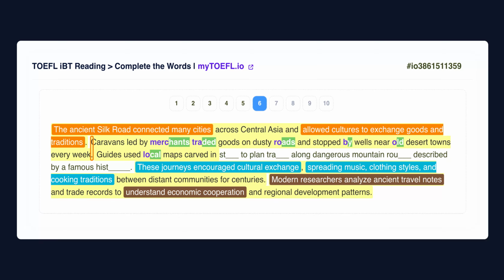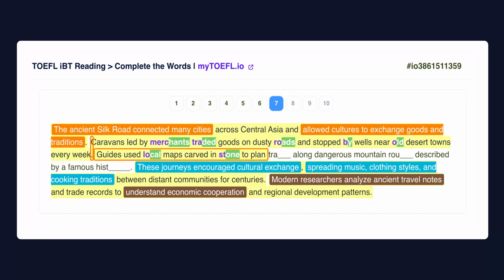This sentence continues to describe the maps. Focus on the material mentioned. Guides used local maps carved in ST to plan. We are given the letters S and T, and we need to fill in 3 blanks to complete the word. The maps were carved in something. Carved implies a hard, durable material. A common material for ancient inscriptions starting with ST is stone.